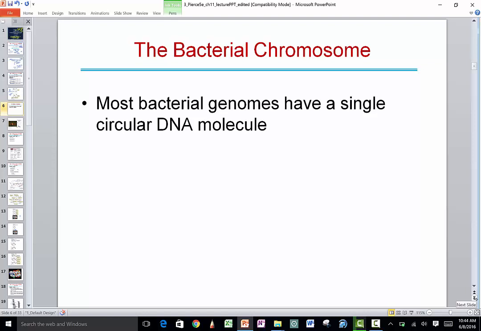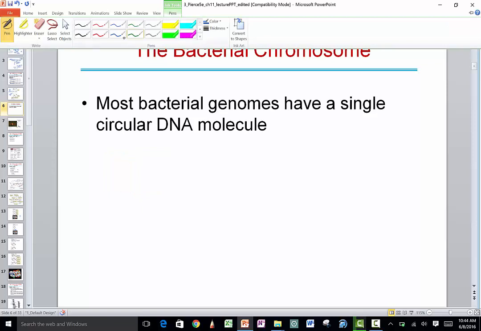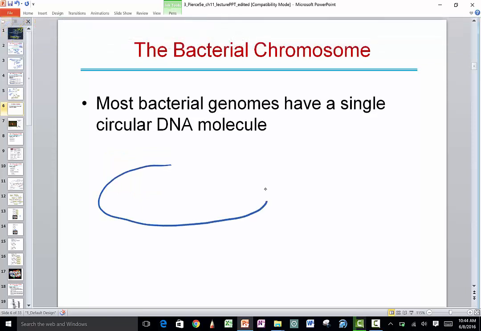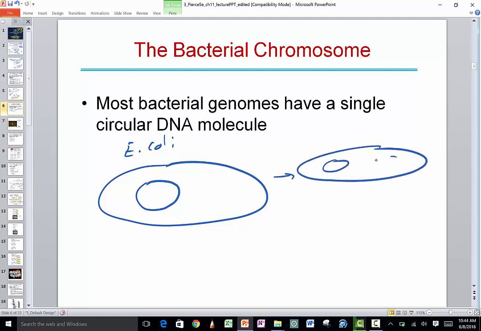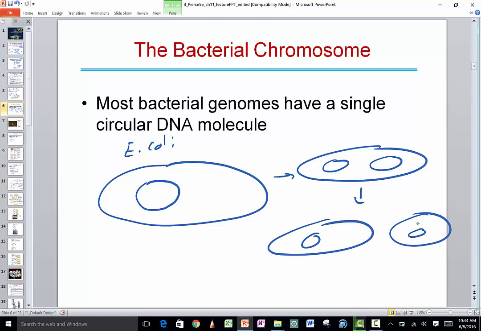That's a little bit of a different problem. A bacterium is probably about as big as a nucleus, but the bacterium itself is just a circle. So let's say this is E. coli, or it's an oval or whatever, and it's got one chromosome, and it's a circle. And when that cell divides, in order for it to divide, that DNA has to replicate, and then the cell divides. So this is just bacterial.